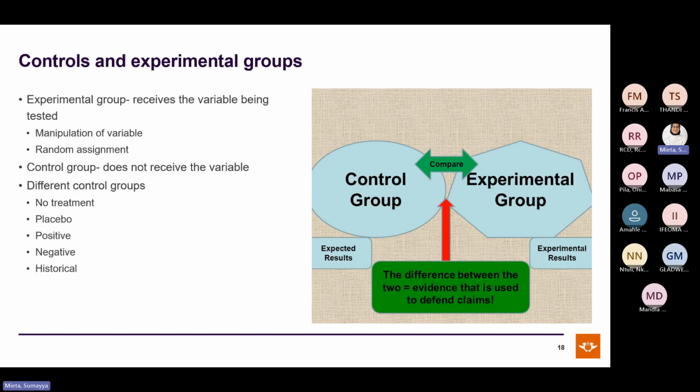So why do we need the control group? And if you look at the image, you can see that we need it to be able to compare the results that we get from the experimental group, okay? And the difference between the two gives us the evidence that is used to defend our claims and to defend our hypothesis. Okay.